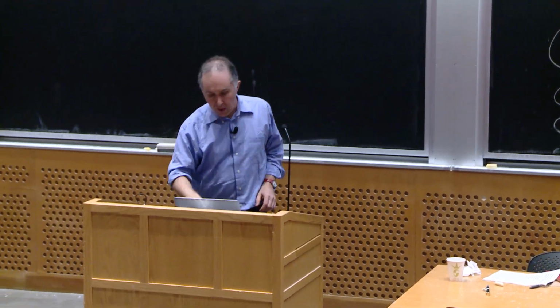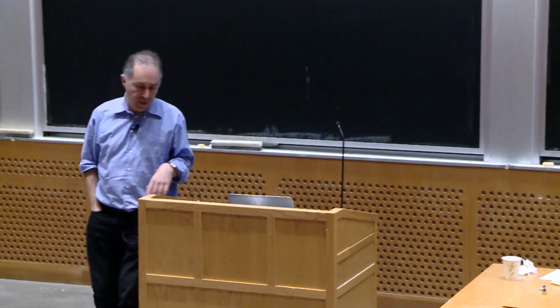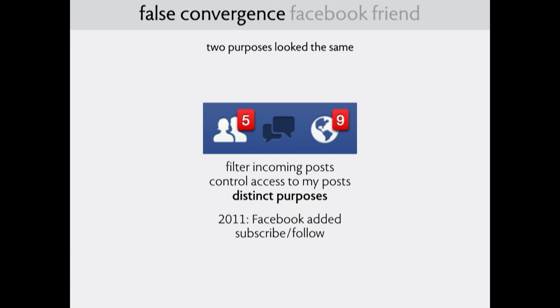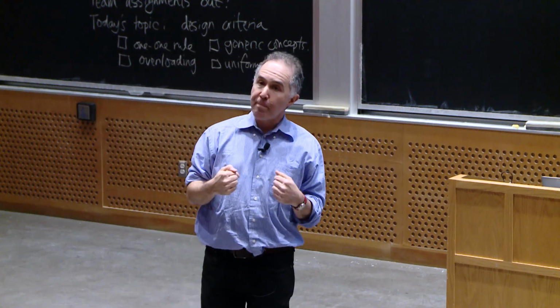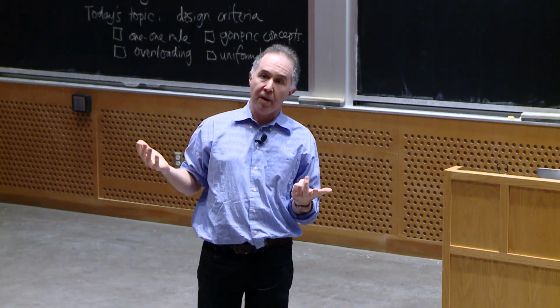Here's another example of overloading. I call this false convergence. And what false convergence means is that when you looked at two purposes, you sort of thought they were the same. So if you ask the question, what is friending in Facebook for, I would claim that it has two purposes. One is filtering incoming posts. I only want to see Julio's posts, because I know he's a really smart guy and has interesting Facebook posts. But I don't want to see all the other posts in the world. That's one use of friending. Another use is that I want to control access to my posts. I don't want everyone in the world to see my posts.